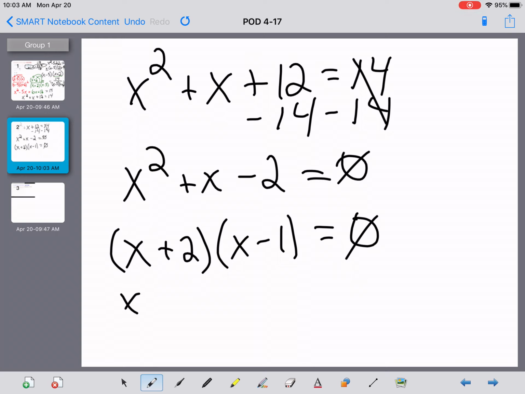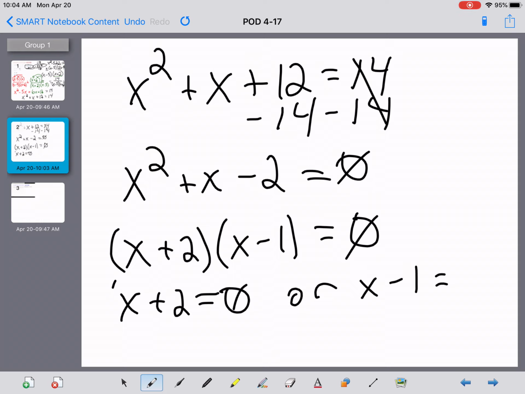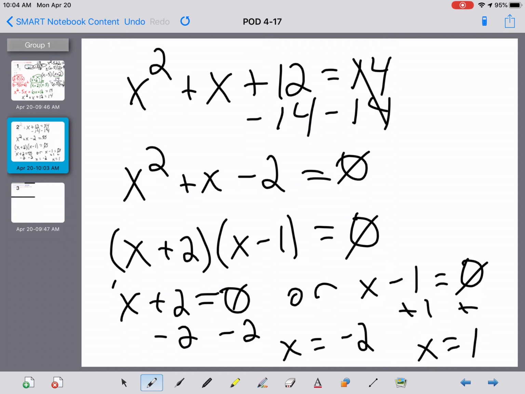So we set each one of these factors equal to 0, x plus 2 and x minus 1. Sorry. X plus 2 equals 0, or x minus 1 equals 0. So subtract 2, we get x equals negative 2, add 1, x equals 1. Now remember, we got to go back and check these in our original equation to make sure that neither one of these solutions will cause us to divide by 0.